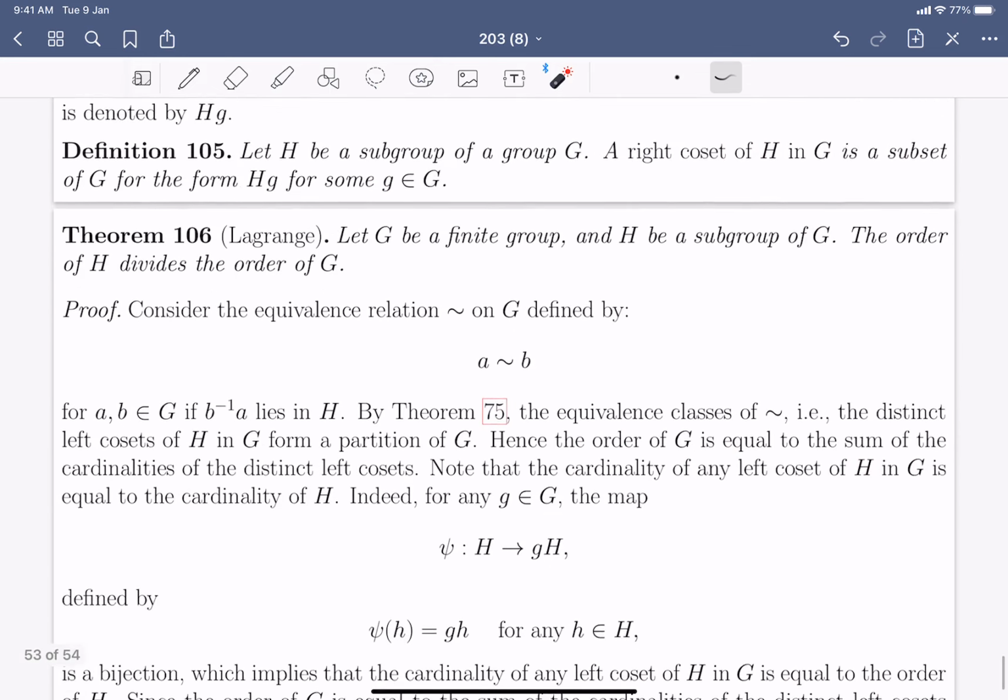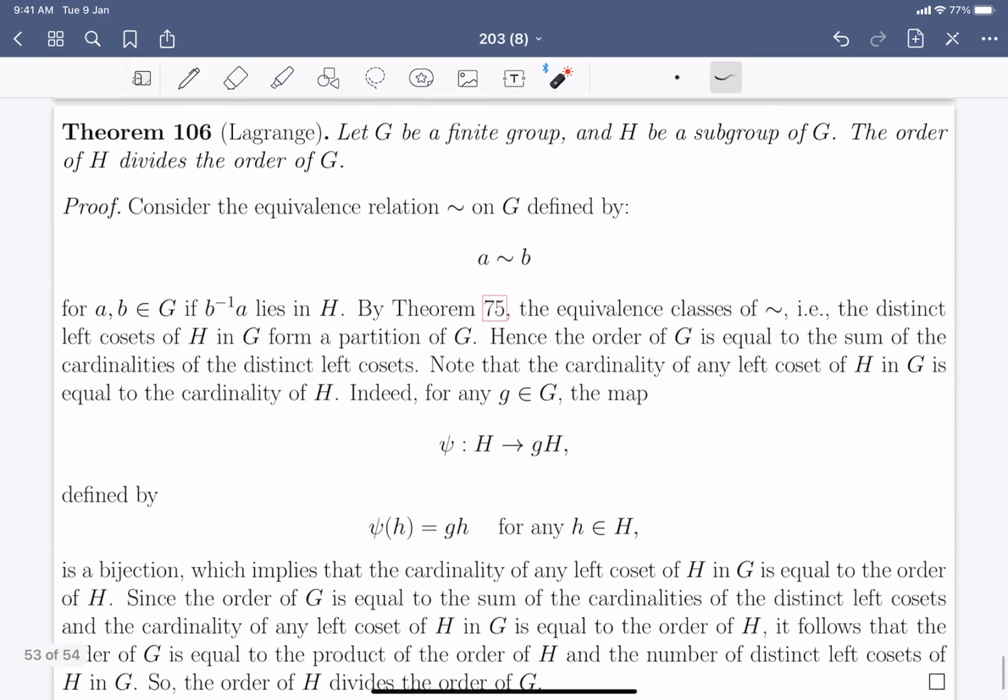So we are going to focus on the distinct equivalence classes. We know that the distinct equivalence classes, that is the distinct left cosets of H in G, form a partition of G. So the order of G has to be equal to the sum of the cardinalities of the distinct left cosets. Suppose there are 10 left cosets, then you just add the cardinalities of those 10 left cosets to get the order of G.